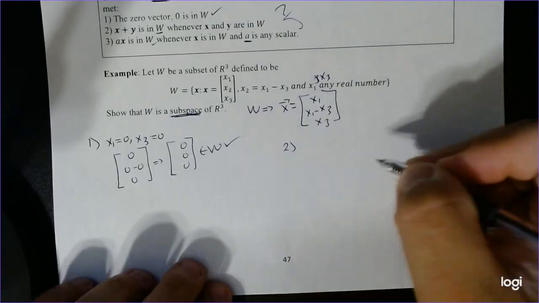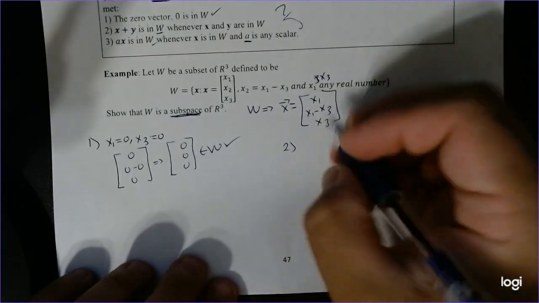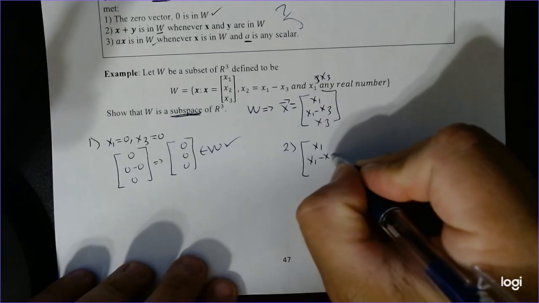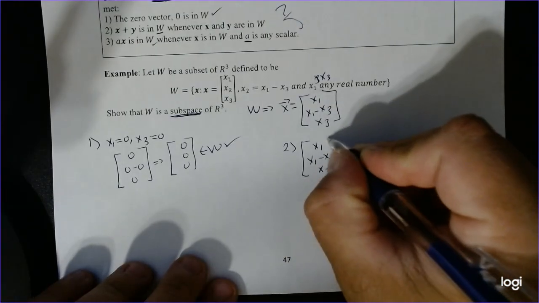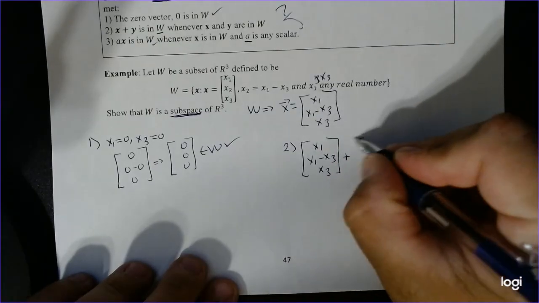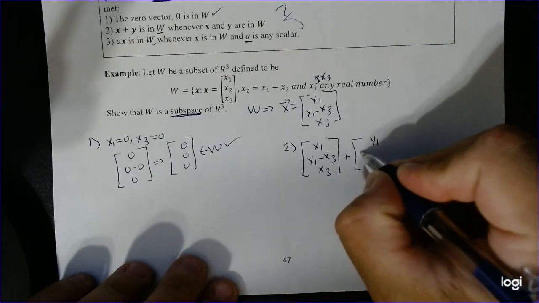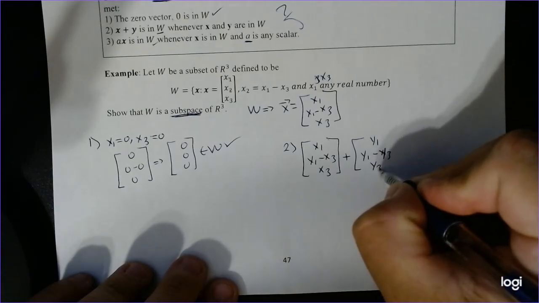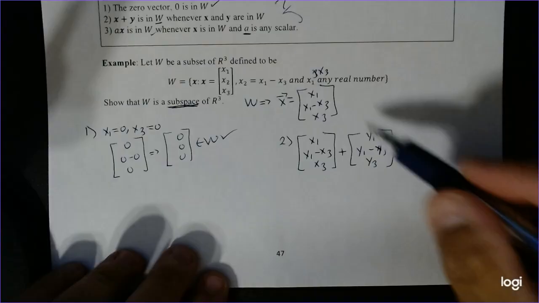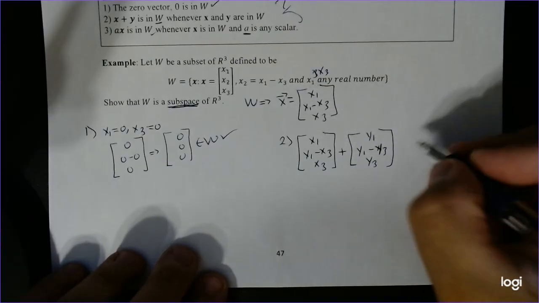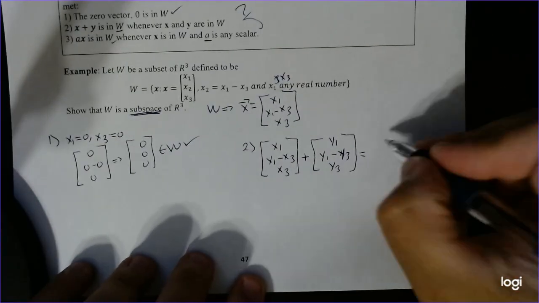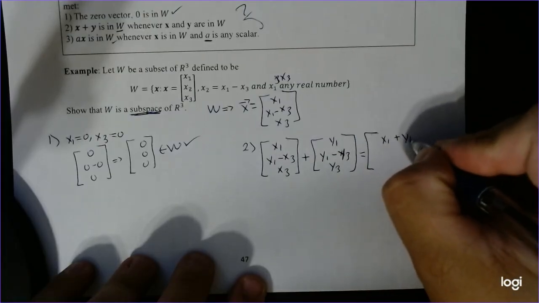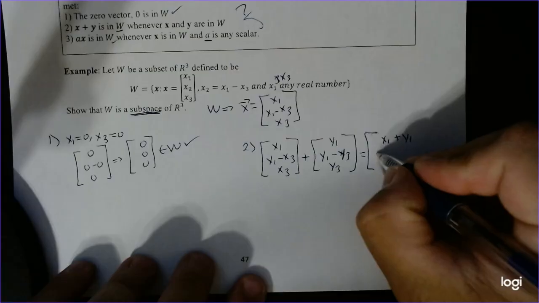All right, so now let's go to number 2. So number 2 is the addition one. All right, so we're going to pick two arbitrary vectors. So the first one will be here. And we're going to add them. And I'll just use y's for practice's sake. Okay? So we have two arbitrary vectors that follow the same template, and we're going to add them together. So this becomes x1 plus y1. Adding this together.